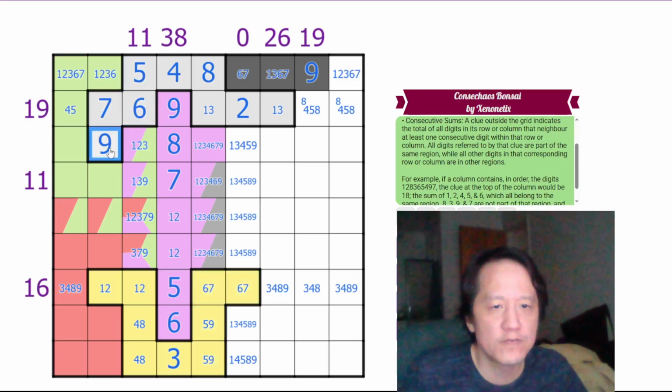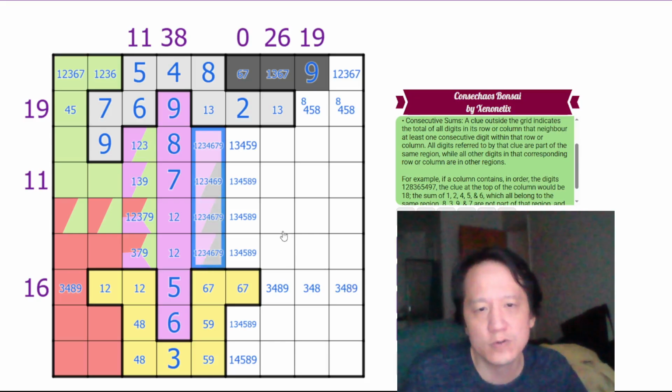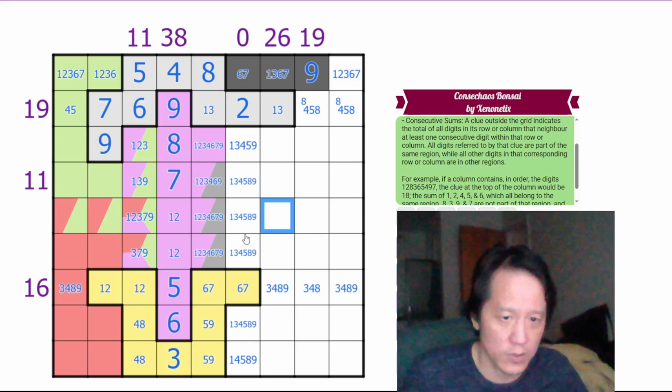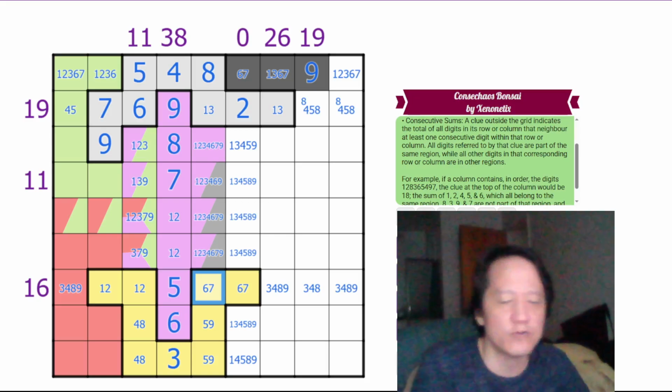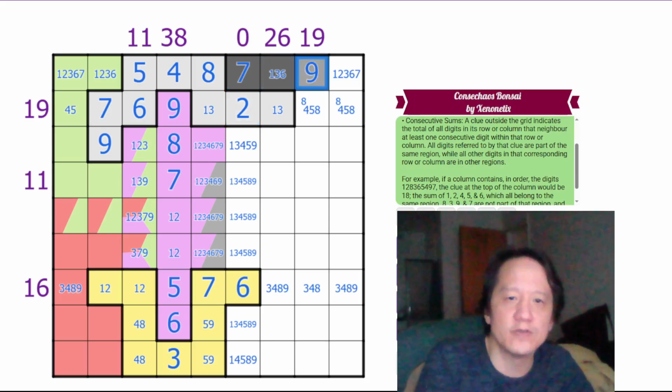5 and 9, 5 and 9, 1, 2, 1, 2. 3 matches with the pink 3. We have 8 matching with the 8. And 4, pink has to be one of those 4. Okay. These are consecutive. Oh, this can't be 6, because if that were 6, these 2 would be consecutive, and that makes this 7. This is 6. This 6 eliminates 6 here, so this is 7. That eliminates 7 here, here, and here.